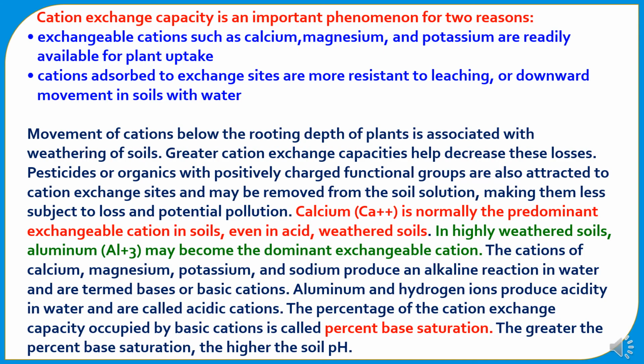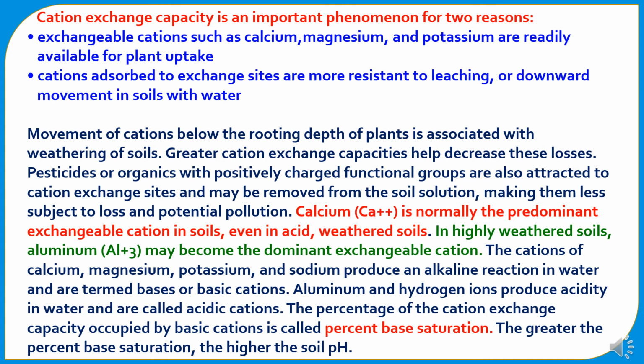Cation exchange capacity is an important phenomenon for two reasons. First, exchangeable cations such as calcium, magnesium and potassium are readily available for plant uptake. Cations absorbed to exchange sites are more resistant to leaching or downward movement in soil with water. Movement of cations below the rooting depth of plant is associated with weathering of soils. Greater cation exchange capacity helps decrease these losses.